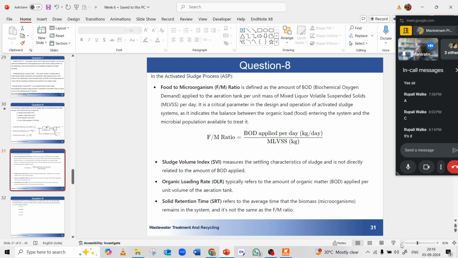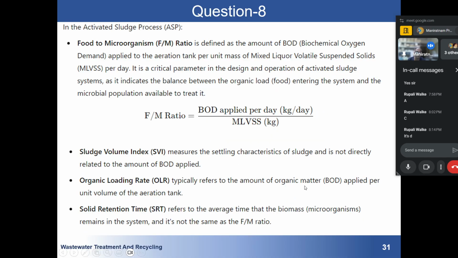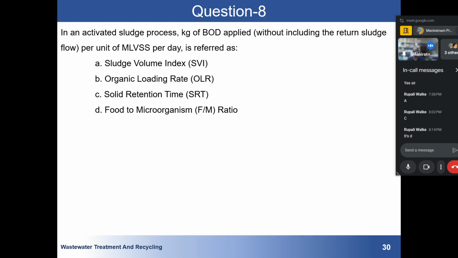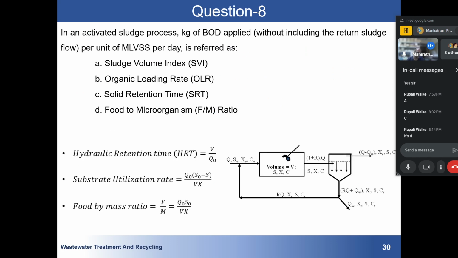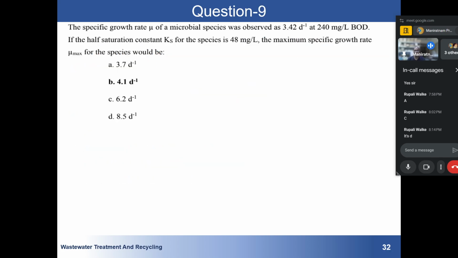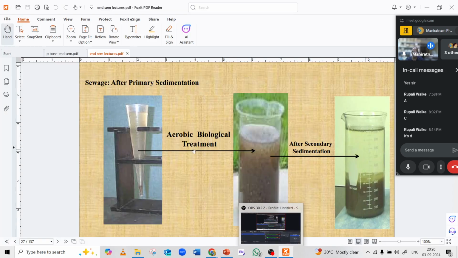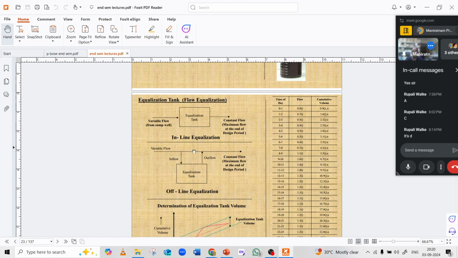Then we have organic loading rate, which is typically the amount of organic matter applied per volume. Then we have SRT, solids retention time, which refers to the average time that biomass remains in the system, and it is not the same as food by mass ratio. Remember, okay? So the correct answer for this question will be food by mass ratio, D. Yeah, you were correct. So remember, before going further, I just want to show the different formulas which are generally used.